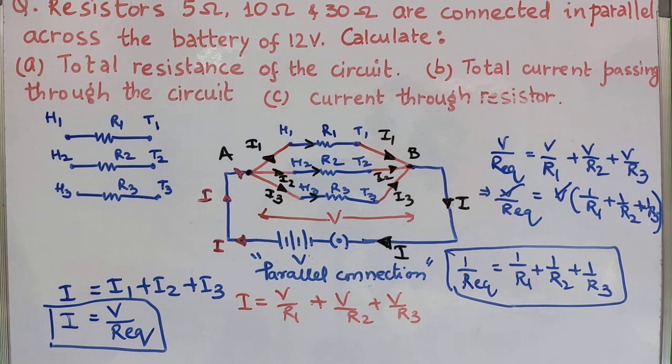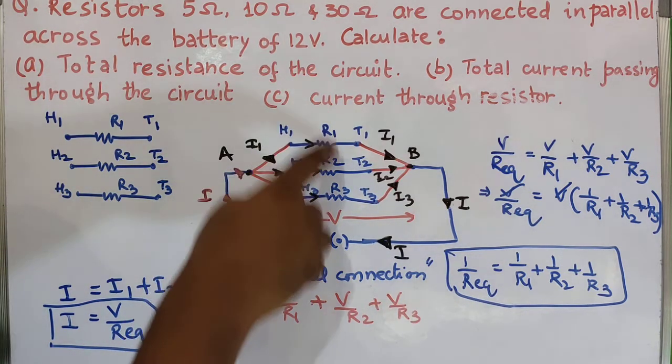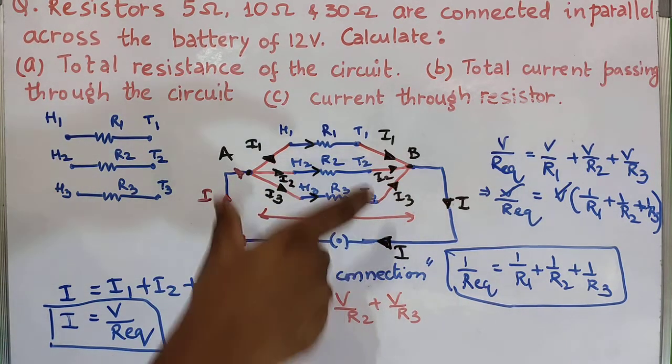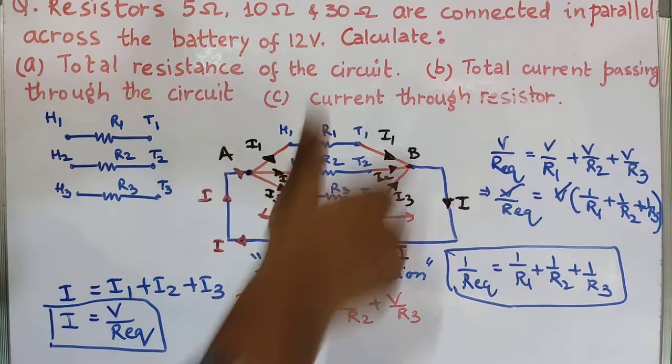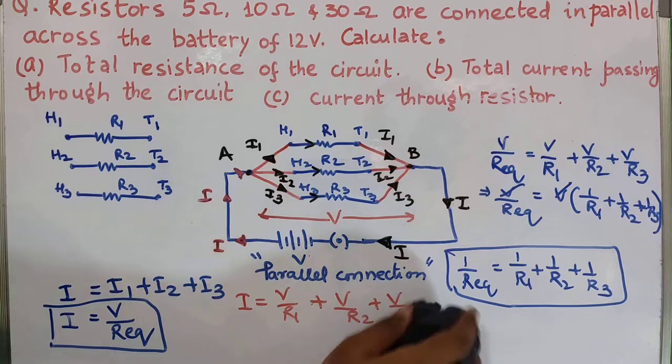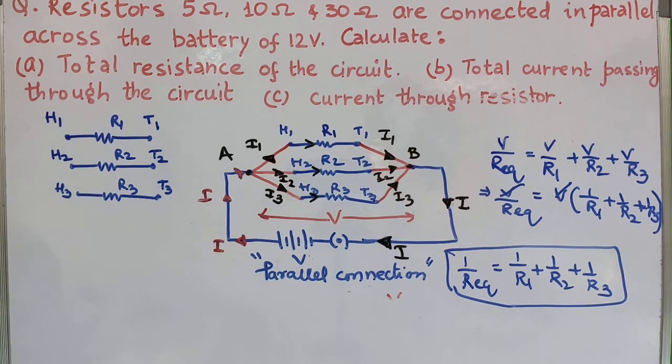What does this mean? The reciprocal of the equivalent resistance, that is the resistance of this combination, is equal to the sum of the reciprocals of each individual resistance. Suppose I have n resistors. Suppose here I have n number of resistors connected in parallel.